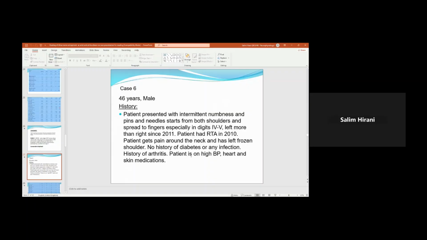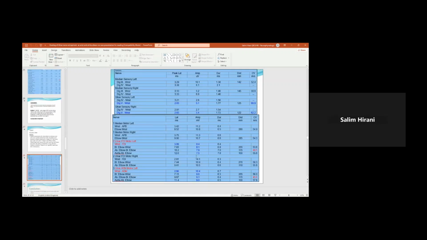Patient presented with intermittent numbness and pins and needles starting from both shoulders and spreading to the fingers, especially digits 4 to 5, left more than right, since 2011. Patient had a road traffic accident in 2010, and gets pain around the neck and has a left frozen shoulder. No history of diabetes or infection.